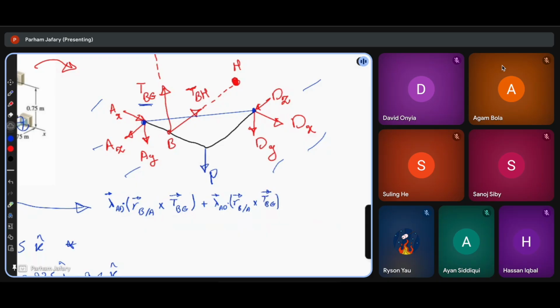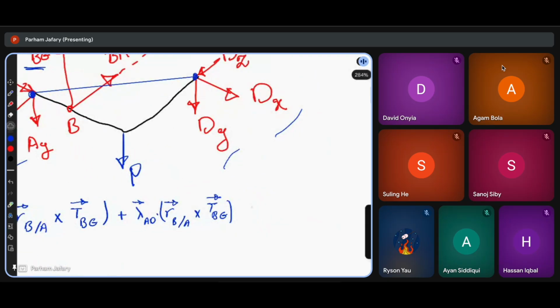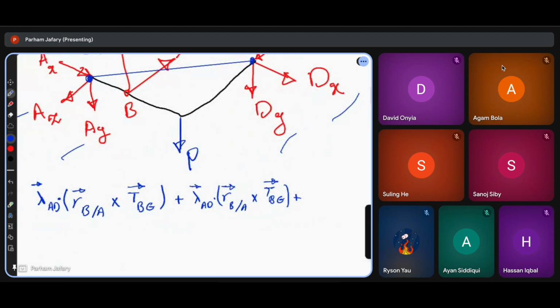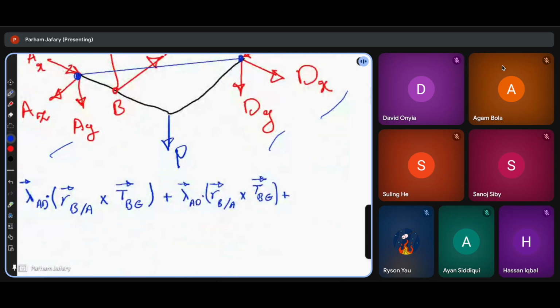Okay. And lastly, we need to calculate the moment caused by P. So it's going to follow the same trend. The only difference is... Oh yeah, my bad. The other one is BH.